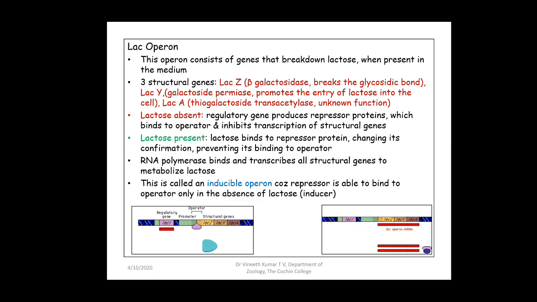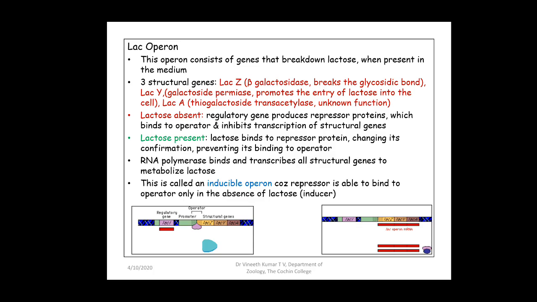Coming to the structural genes, there are three structural genes designated as lac Z, lac Y and lac A in order. If you are counting downstream from the promoter in the diagram, first is lac Z, followed by lac Y and lac A. lac Z is beta galactosidase, which breaks the disaccharide into monosaccharides. The next one is lac Y. The enzyme is galactoside permease. From the name itself, permease makes the membrane of the bacteria permeable.